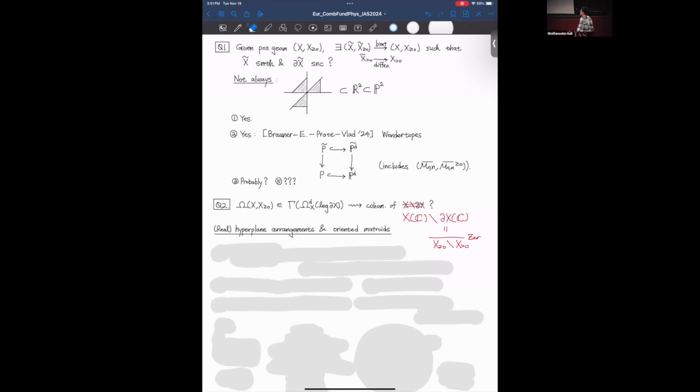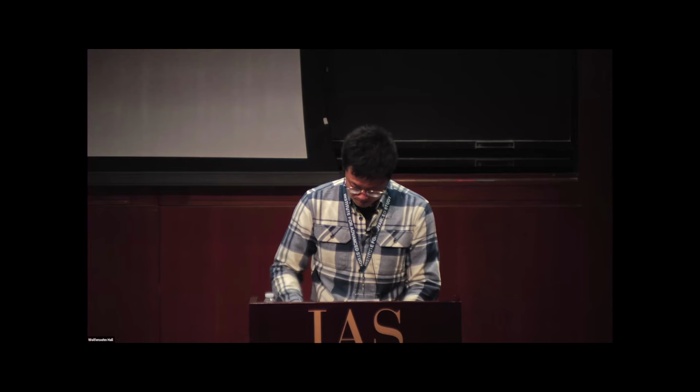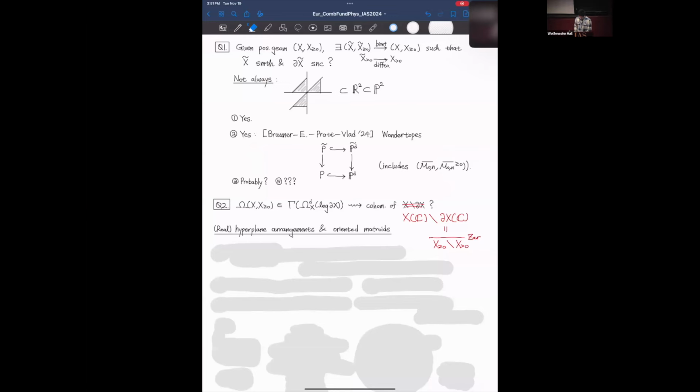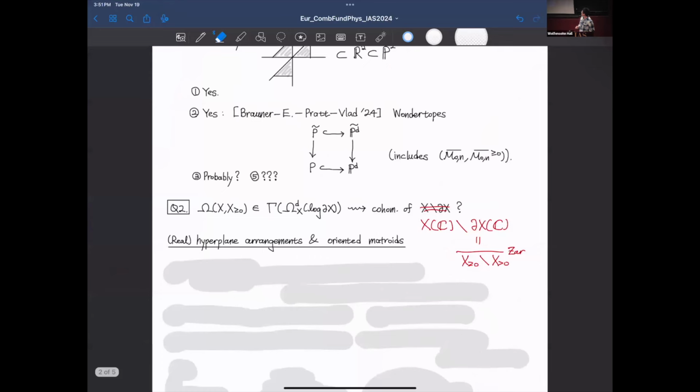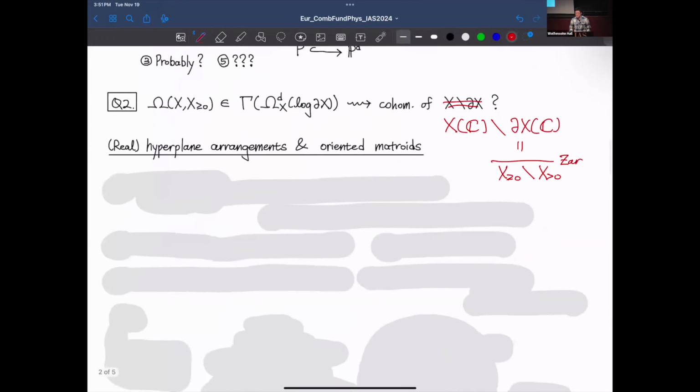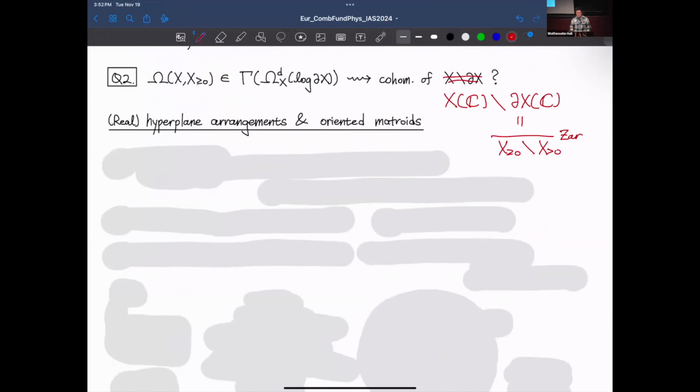Oh, you'd like to zoom in more? Let me try if I can actually rotate this. Oh, nope, that's not what I wanted to do. Okay. Better? Okay, good, good. All right. Any other questions?